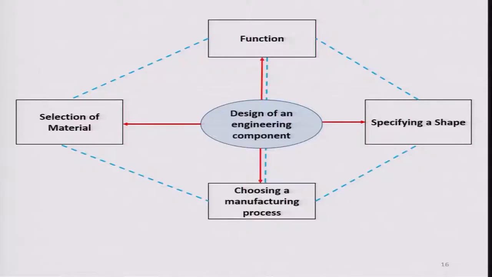So, for designing any engineering component, it depends on various sub components: function, selection of material, choosing of manufacturing process, and specifying a shape. And all these attributes are cross-linked, interlinked to each other. For selection of any material, it starts with a function. What is the function?